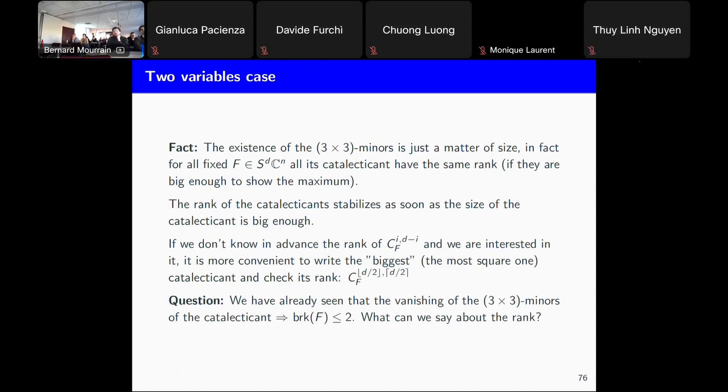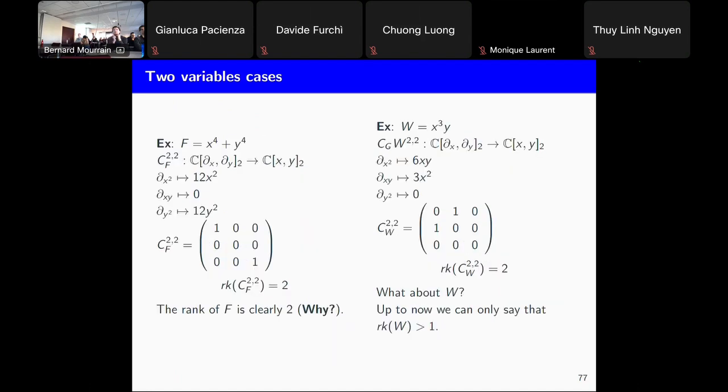Okay. So we have already seen that the vanishing of the 3x3 minors of the catalecticant tells us the border rank, but what can we say about the rank? And here I have collected 2 examples. So this is a polynomial of true rank 2. And this is the same example I did yesterday. Someone yesterday asked me about when I wrote the W tensor. I wrote it in terms of really a tensor. It was like E0, E0, E1 plus E0, E1, E0 plus E1, E0, E0.